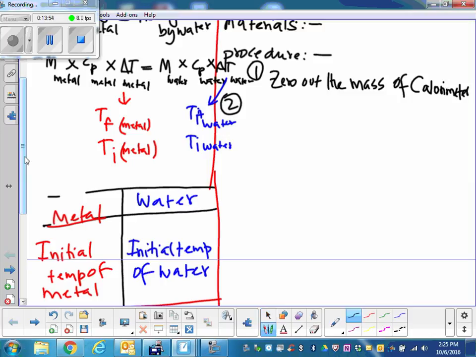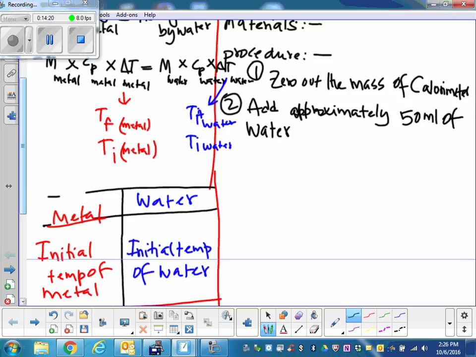I'm going to say add approximately. Now you can eyeball it. Is that right? You can add 3 pieces of metal and see which is a correct number that you feel is relevant to your experiment. Is that understood? Approximately 50 ml of water.